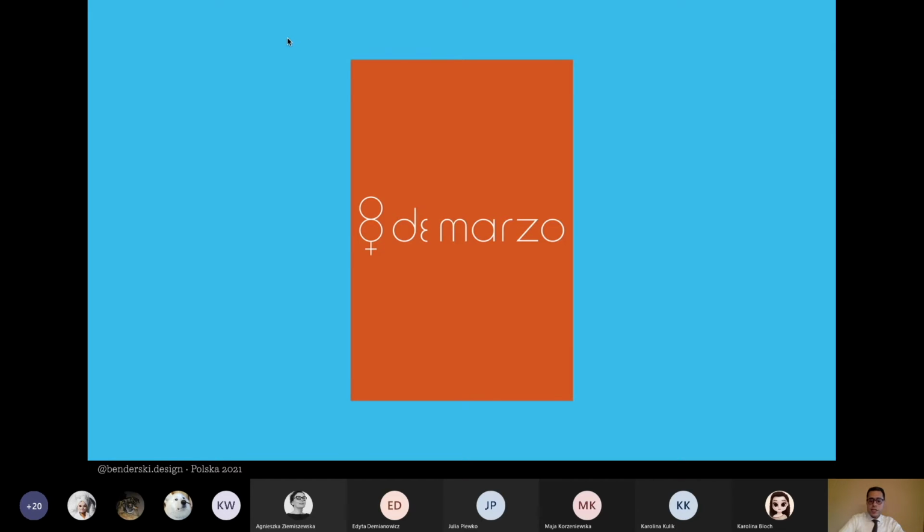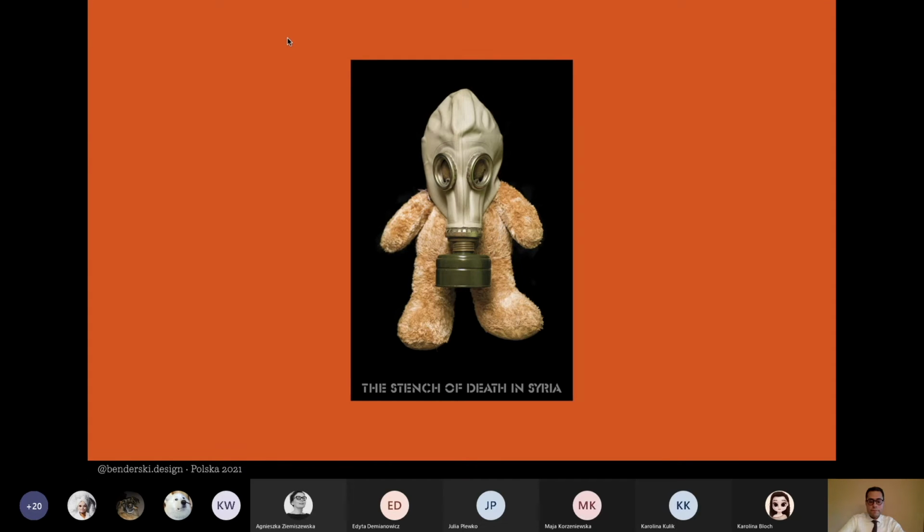This poster says 8th of March. 8th of March is the International Women's Day. So I came up with the idea of putting the woman symbol together with a number 8. Then I needed to find the correct typography, the correct font, in order to communicate this message. That's it. There's nothing else I have to do.